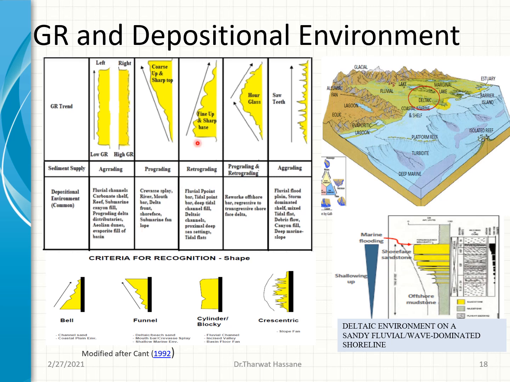That means from the gamma ray itself, you can see the environment you are dealing with. For example, this coarsening-up shape is related to the delta environment. The delta is something between the river and the sea, and you can see this in Egypt, like the Nile Delta, and deltas all over the world. So the whole idea of this exercise is that we use the gamma ray shape to identify the deposition environments.